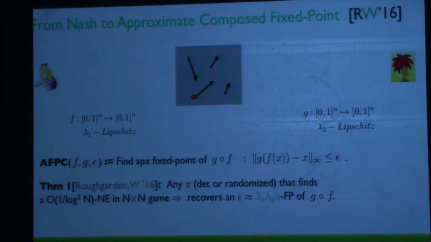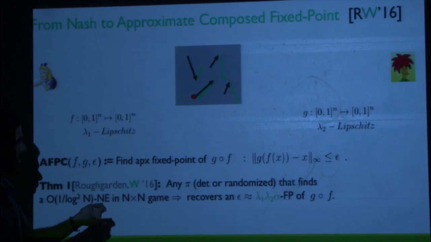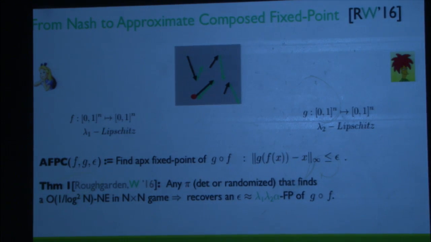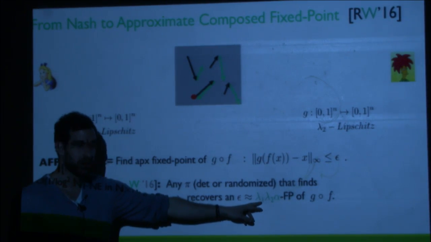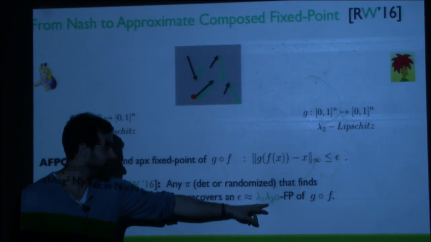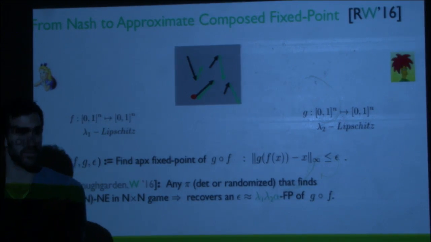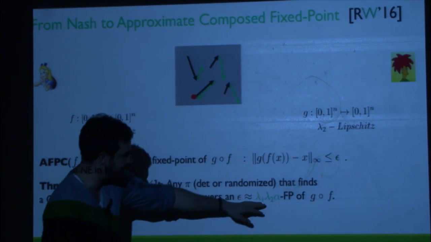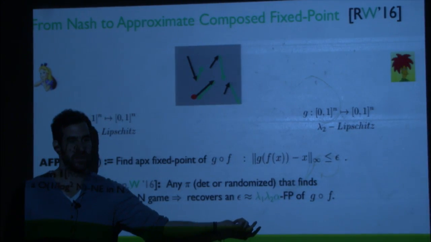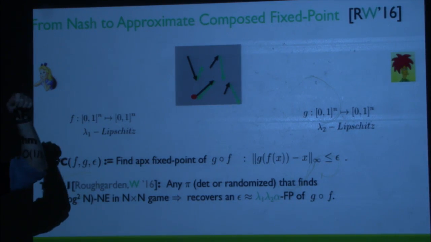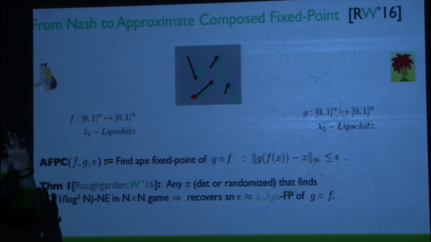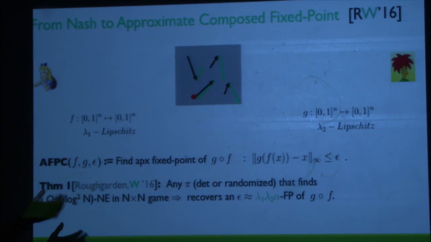So the first theorem we prove is that any two-party protocol, deterministic or randomized, that finds a 1 over log squared Nash equilibrium can recover an epsilon fixed point, where the precision is proportional to the product of the Lipschitz constants times the granularity of the grid. And I won't elaborate on this, but this is the approximation factor you should expect, because this is, in some sense, the precision loss obtained by rounding an exact fixed point on the alpha grid.